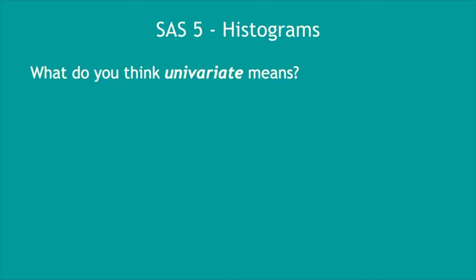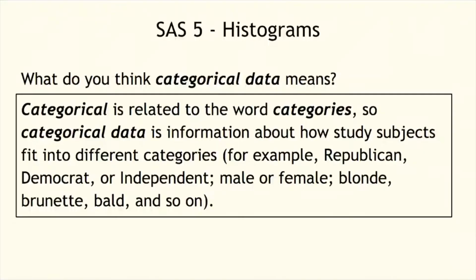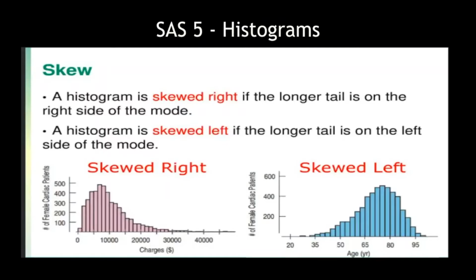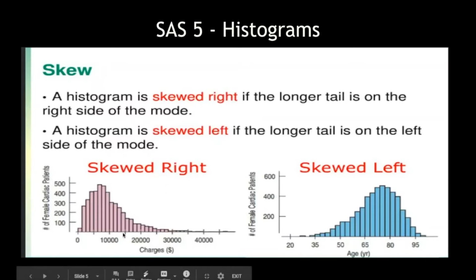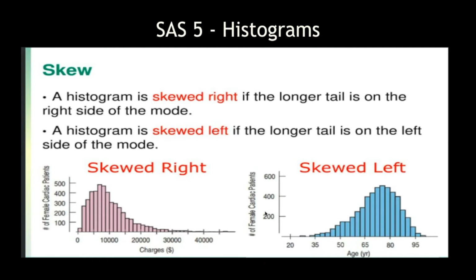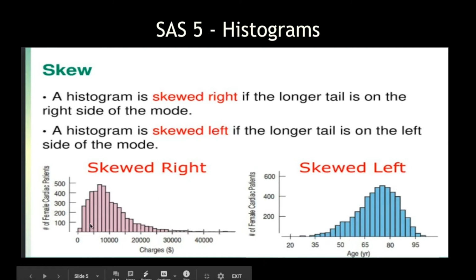So what do you think univariate means? Uni is a prefix that means one. Variate is a variation of the word variable. So it means there's only one variable. So we're only talking about one thing. Go back to one of these histograms right here. We're only talking about one value. The charges here and the age here. This value right here is not a value. It's just a quantity or a frequency that there are female cardiac patients of that age. And this is a quantity or the frequency of the number of female cardiac patients that are charged this amount.